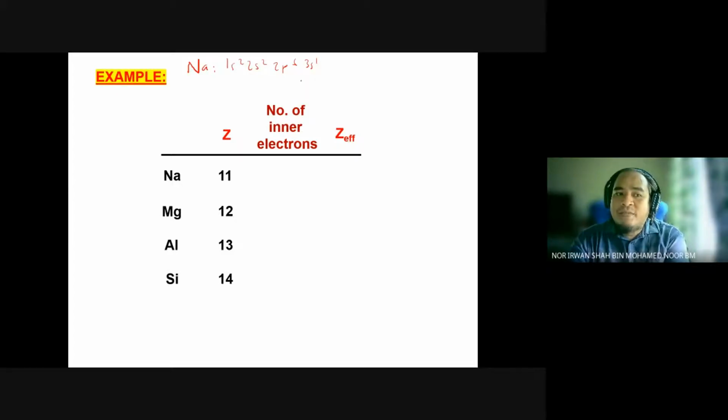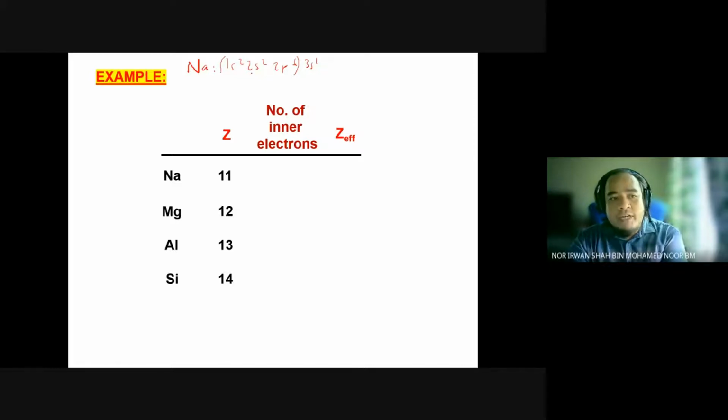Macam mana you tahu 10? Ingat lagi tak? Apa characteristic of inner electrons? Electrons which are located in the previous noble gas configuration kan? Maksudnya inilah dia 1s2, 2s2, 2p6 ini guys. Kalau kita abaikan 3s1 ni, ini adalah electron configuration of neon. Kan? Neon, 1s2, 2s2, 2p6. So kan kita dah bincang sebelum ni, inner electrons are electrons yang berada di dalam inner shell, ataupun dalam kes ni electrons yang mempunyai configuration yang sama dengan noble gas configuration.